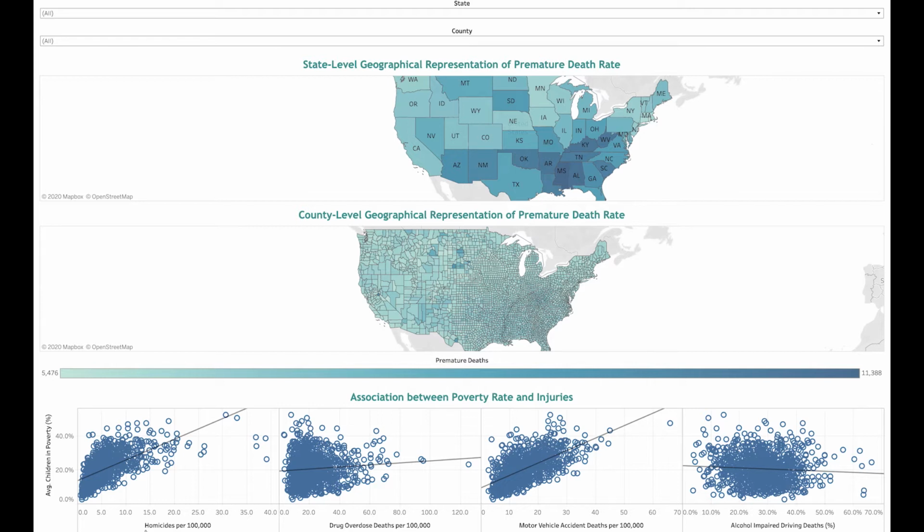The measure of homicides per 100,000 is an estimate of the number of deaths due to homicide per 100,000 population from CDC Wonder mortality data from 2012 through 2018. Drug overdose deaths per 100,000 is the number of deaths due to drug poisoning per 100,000 population from CDC Wonder mortality data from 2016 through 2018.